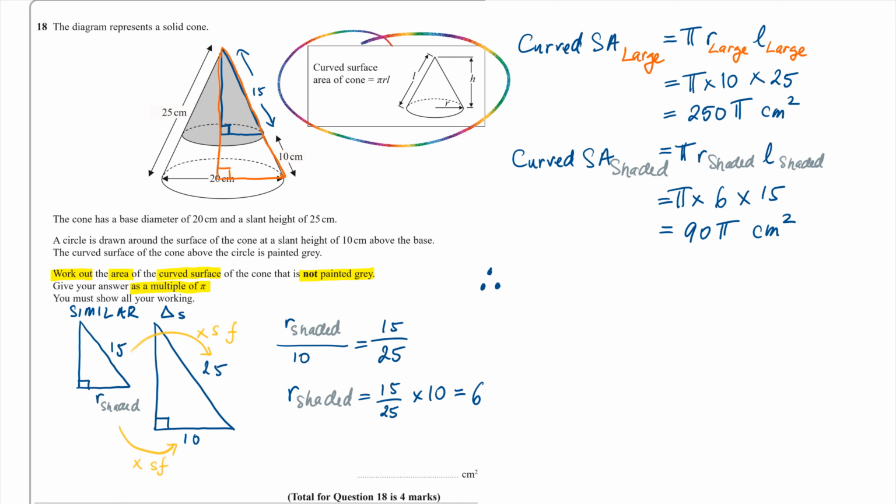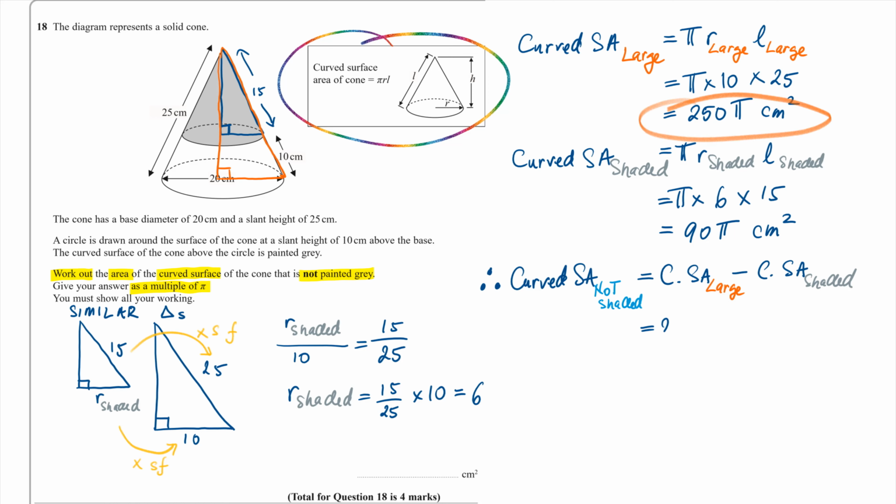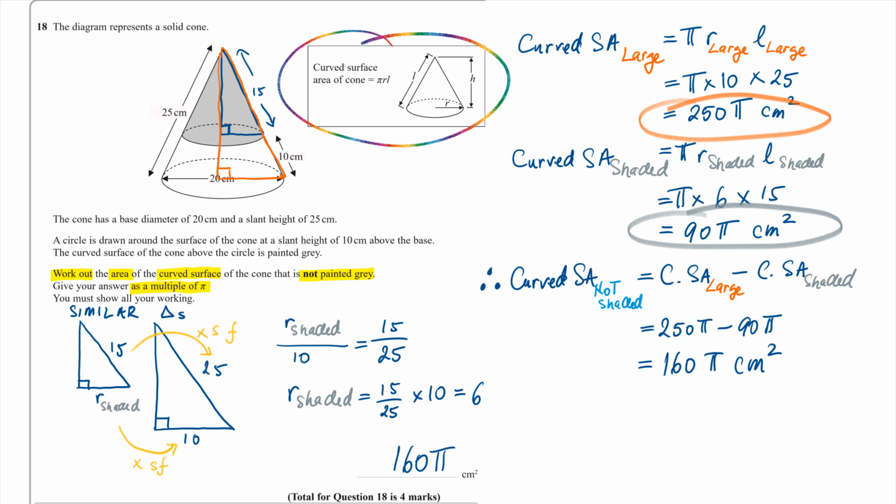Now we have enough information to work out the curved surface area of the not shaded shape. That is, curved surface area of the large cone minus the curved surface area of the shaded cone equals 250 pi minus 90 pi equals 160 pi centimeters squared.